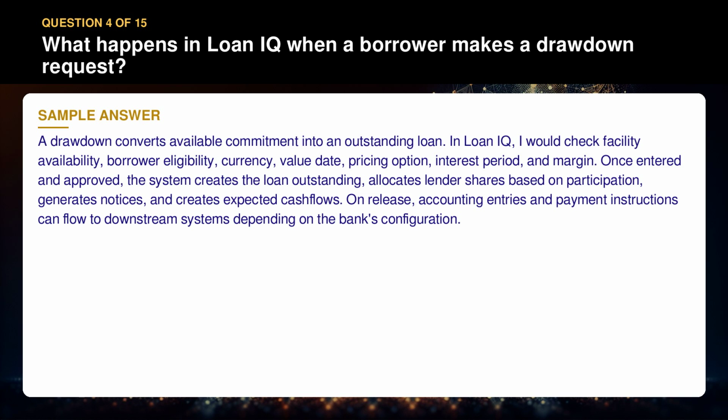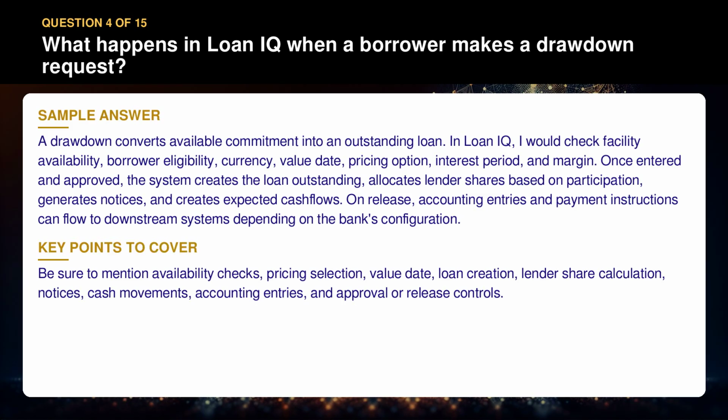expected cash flows. On release, accounting entries and payment instructions can flow to downstream systems depending on the bank's configuration. Be sure to mention availability checks, pricing selection, value date, loan creation, lender share calculation, notices, cash movements, accounting entries, and approval or release controls.